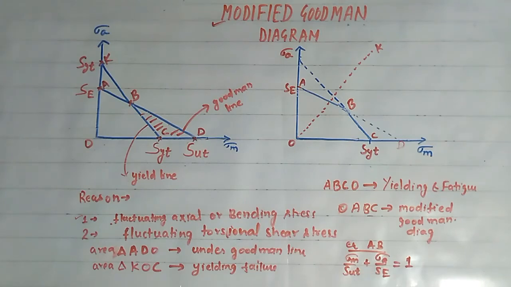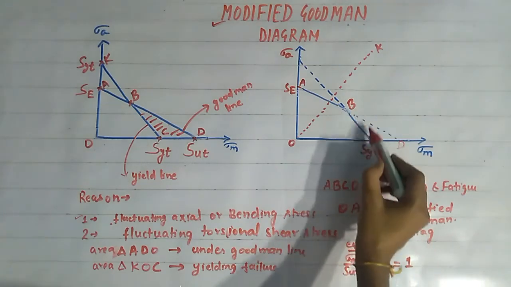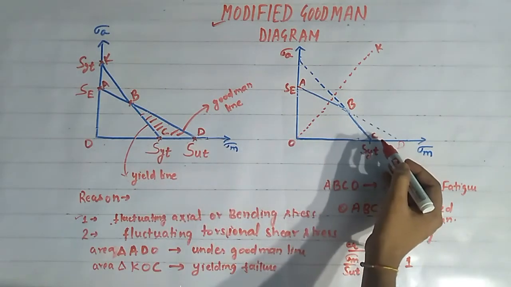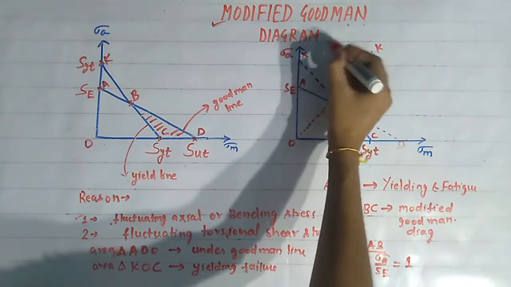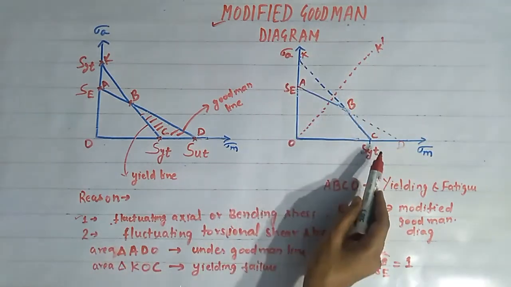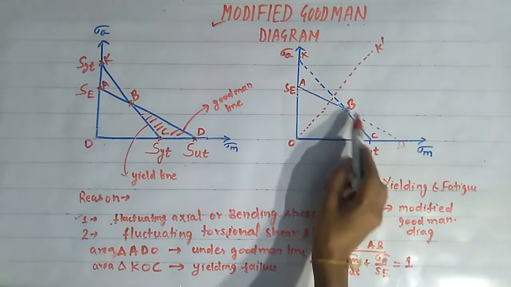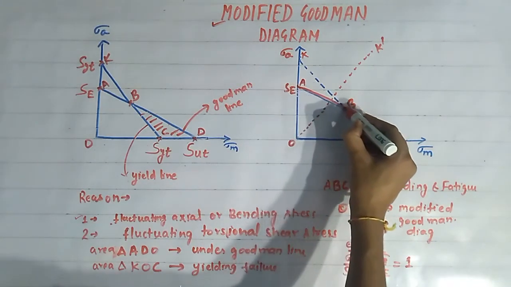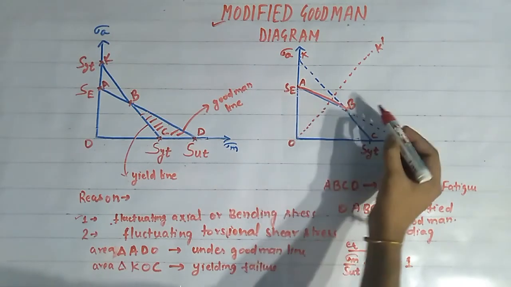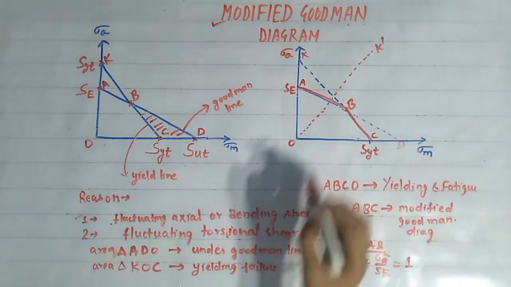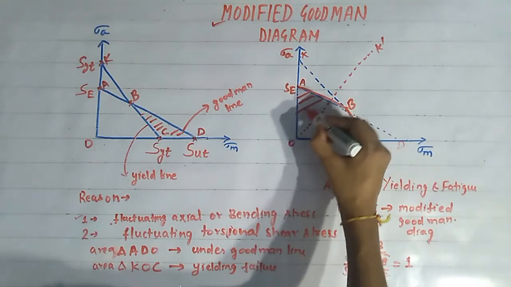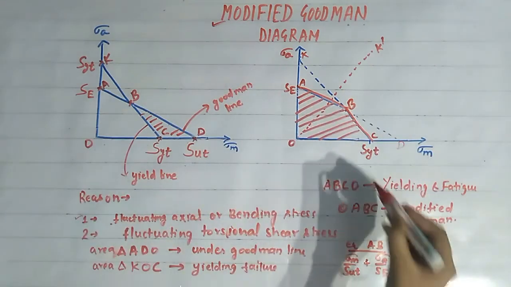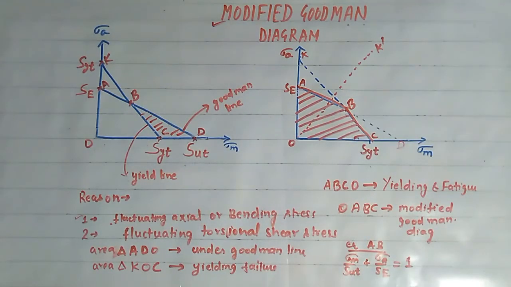And the portion BC is the portion of the yield line. Our yield line was this line CK, and portion BC is the portion of this yield line. So our modified Goodman diagram will consist of AB, the portion of the Goodman line, and BC, the portion of the yield line, and any point falling under this area is completely safe under fatigue loading as well as for yielding. So this is the modified Goodman diagram.